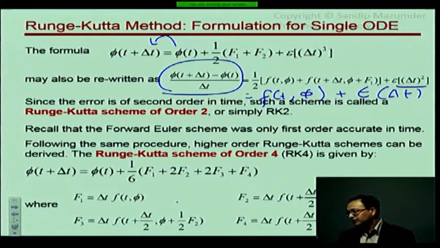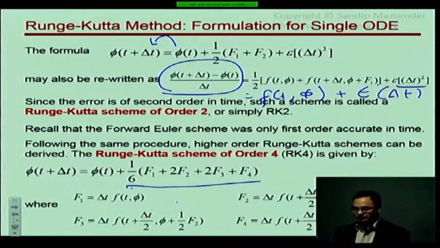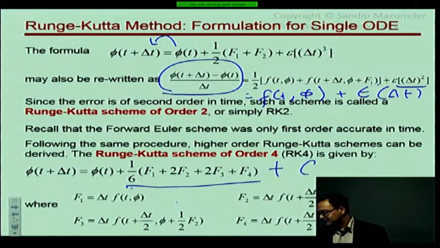You can follow the same derivation and go up to the delta t to the fourth term and match them, and when you do that, then you can end up getting a scheme like that where f1, f2, f3, and f4 are defined as follows. So when you do that, then in this case the error is going to be delta t to the fourth.